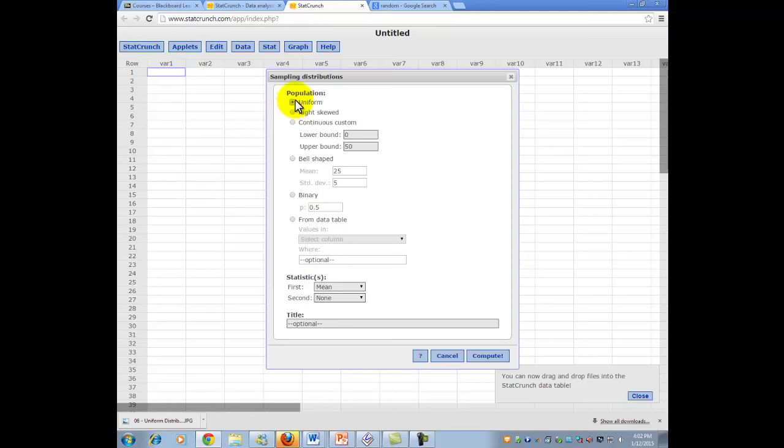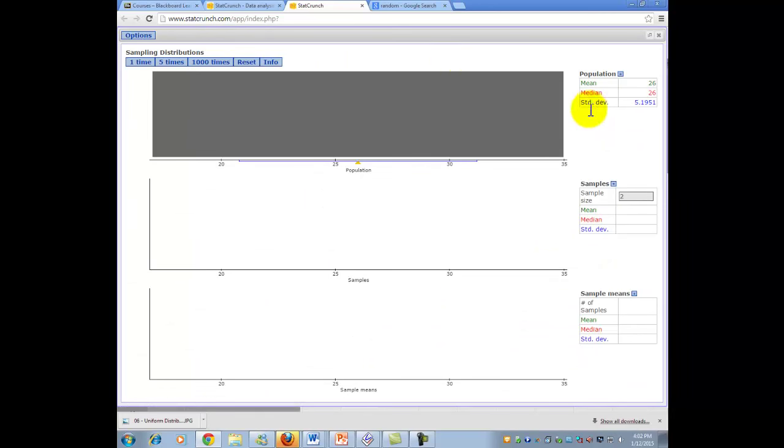So first I'm going to leave my population at uniform, and I'm going to set my lower bound to be 17, and my upper bound to be 35. I'm going to press compute, and it's going to give me this pop-up box. Now what this pop-up box represents is a fictitious population. Notice how it says population down here. Now this is a fictitious population where the lowest value is 17 and the highest value, as I indicated, was 35. Now I want these to represent, let's say, students' ages.